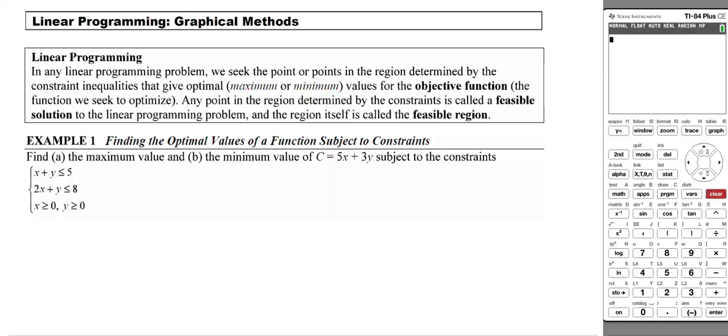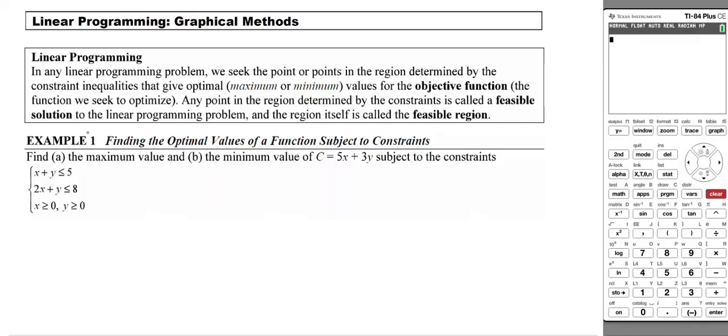Linear programming, graphical methods. In any linear programming problem, we seek the point or points in the region determined by the constraint inequalities that give optimal, which could be maximum or minimum, values for the objective function, which is the function we seek to optimize. Any point in the region determined by the constraints is called a feasible solution to the linear programming problem, and the region itself is called the feasible region.